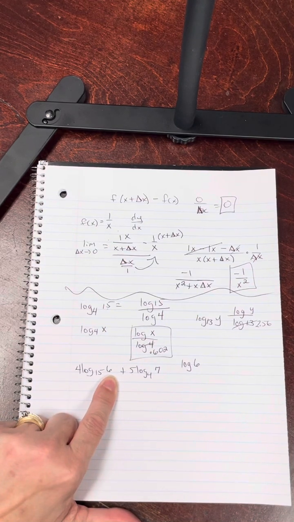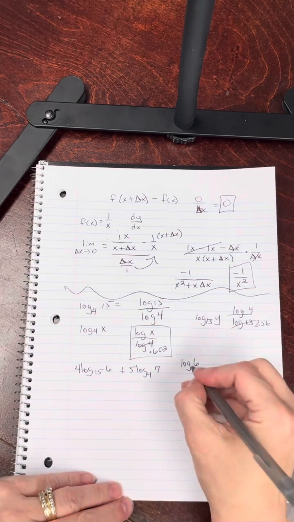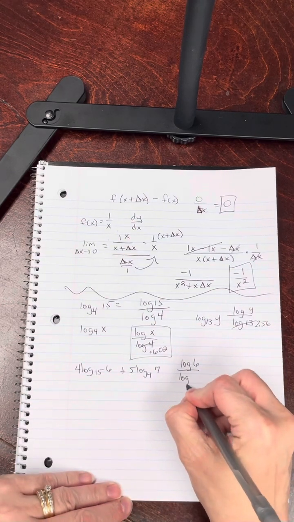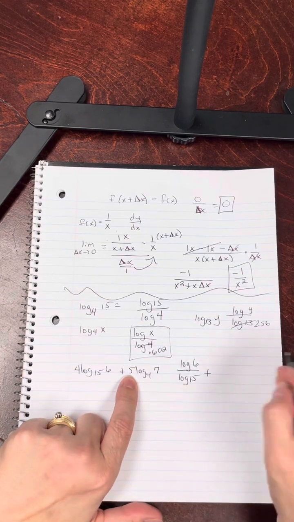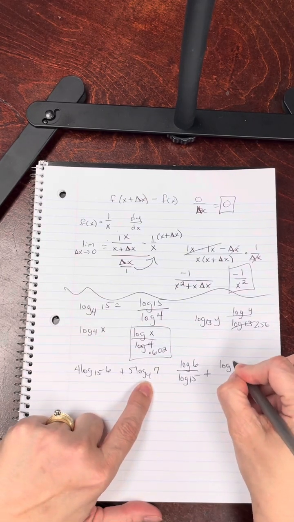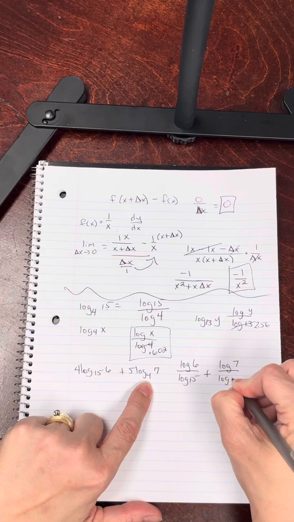The 4, which was multiplying in front, I'm looking to see. Oh, I guess they're going to come back to that. All right, we're just going to finish that. Then log of the base, which is 15, plus, and again, I'm going to do the same thing with 5. I'm going to ignore it for the moment. Log of 7 divided by log of 4.